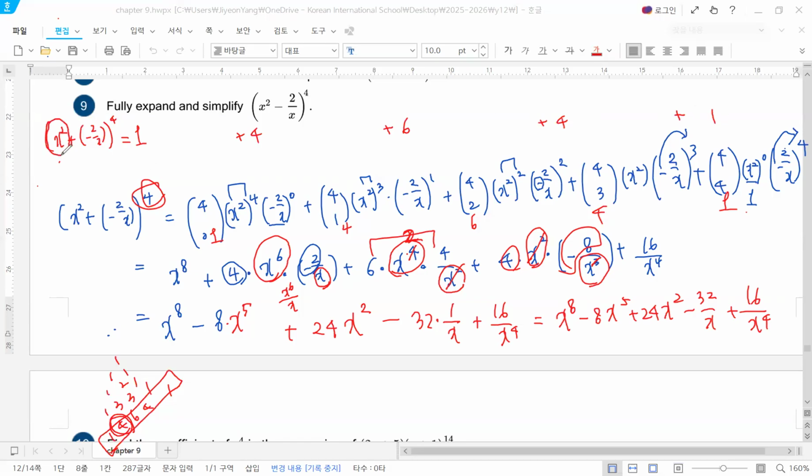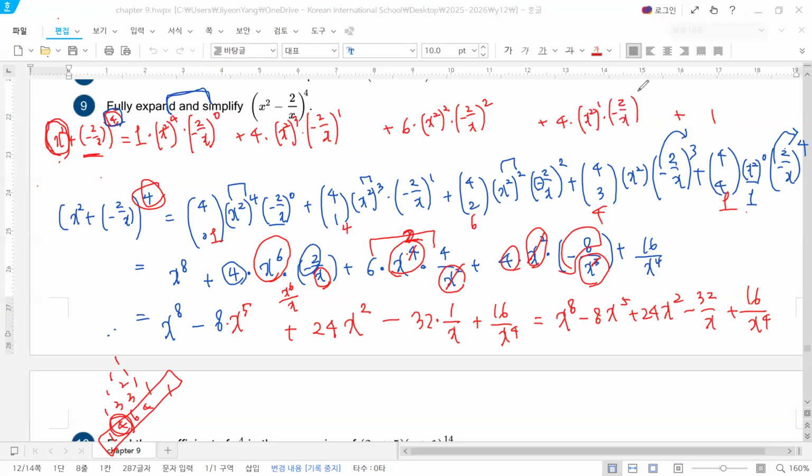Then for this part, in descending order, x squared to the power of the first power should be 4, and negative 2 over x to the power of 0. Remember, the addition of these two powers should become 4. Then x squared to the power of 3 and negative 2 over x to the power of 1. x squared to the power of 2, negative 2 over x squared. x squared to the power of 1, negative 2 over x to the power of 3. And then x squared to the power of 0, and negative 2 over x to the power of 4.